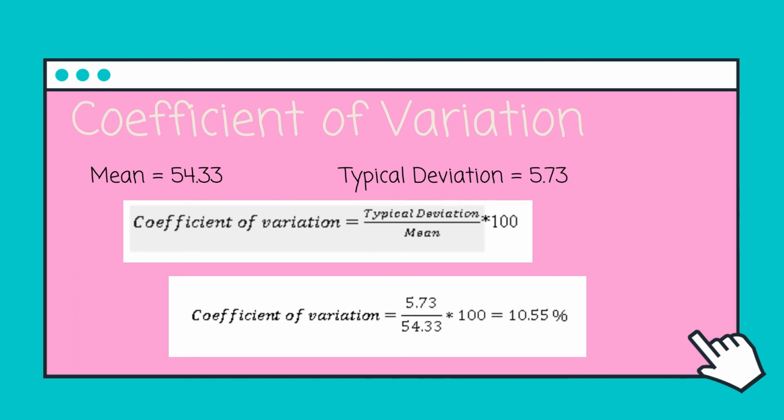We divide the standard deviation by the mean, and then we multiply by 100, and in this case the result is 10.55%. This is very interesting because if we have a lower percentage, we have more precision in our data, but if we have a higher percentage, we have less precision in our data.